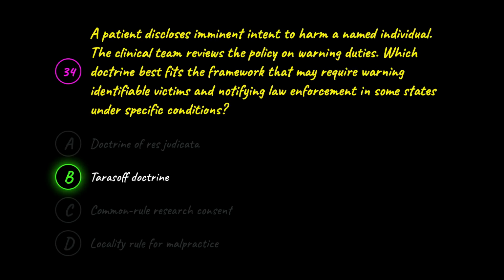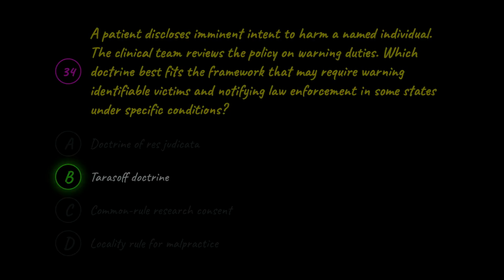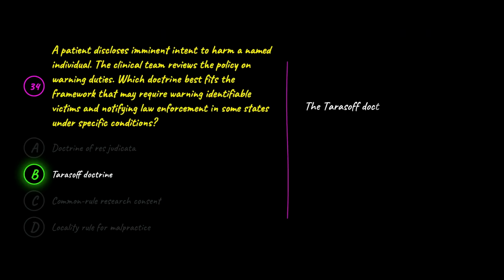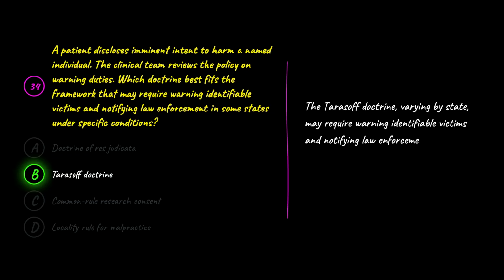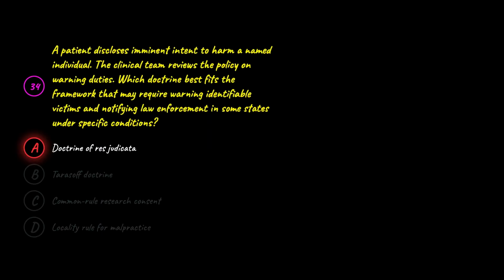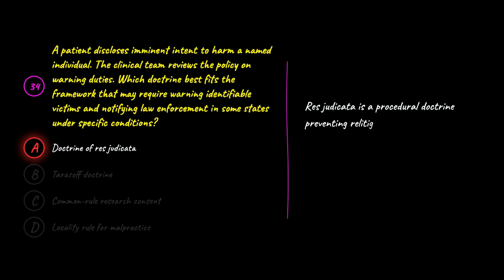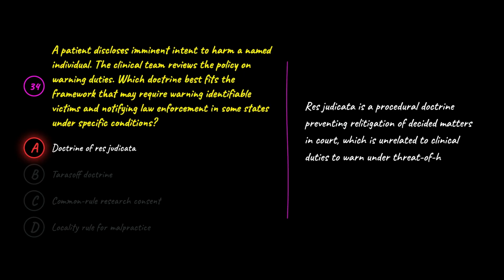The correct answer is B. Tarasoff Doctrine. B is correct because the Tarasoff Doctrine, varying by state, may require warning identifiable victims and notifying law enforcement when a patient expresses an imminent threat to a specific person under listed clinical conditions. A is wrong because res judicata is a procedural doctrine preventing relitigation of decided matters in court, which is unrelated to clinical duties to warn under threat of harm scenarios in patient care settings.